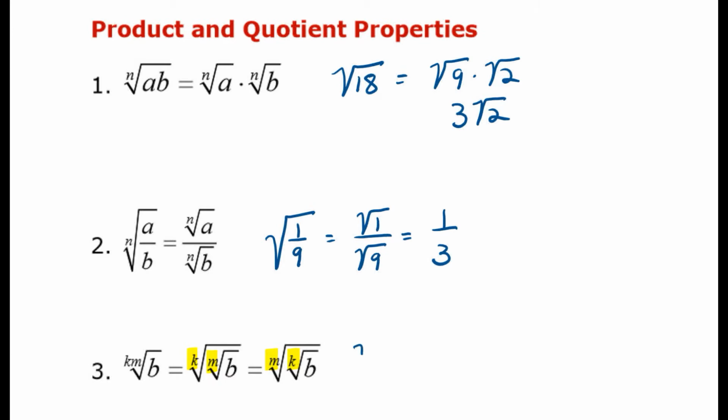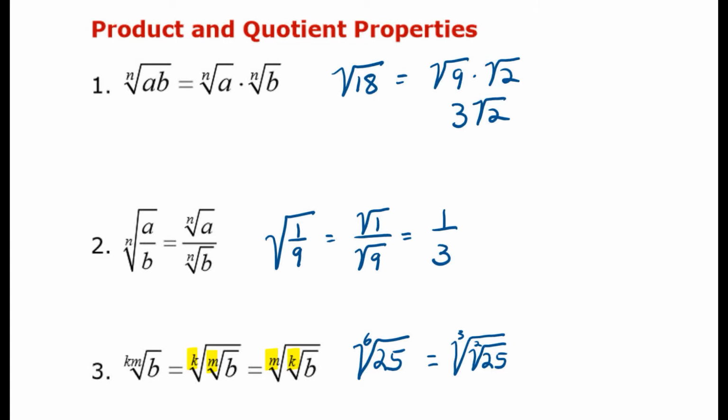If I had the 6th root of 25, I could use this property to simplify and say, well, because I know that 25 is a perfect square, I could make this the cube root of the square root of 25. So again, I'm doing that because 3 times 2 is 6, and I started with the 6th root.